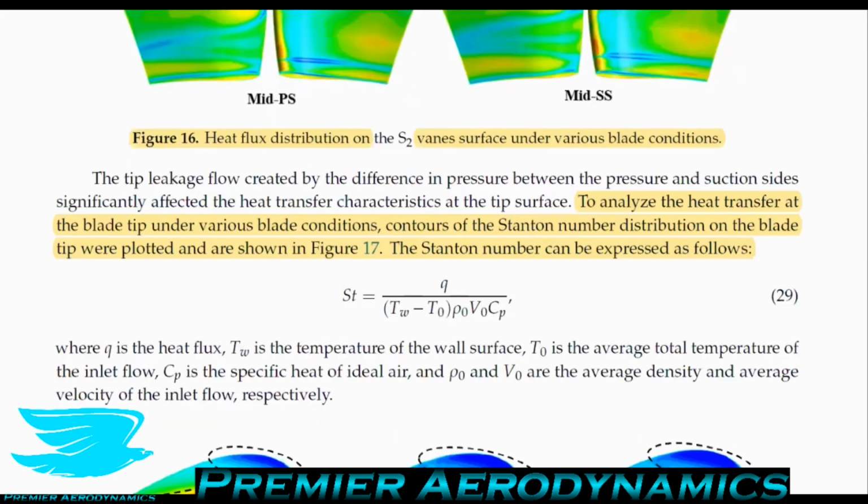So now they introduced a really cool number. I didn't know about this number. It's called the Stanton number. They say to analyze the heat transfer at the blade tip under various blade conditions, contours of the Stanton number distribution on the blade tip were plotted. So the Stanton number, what is that?